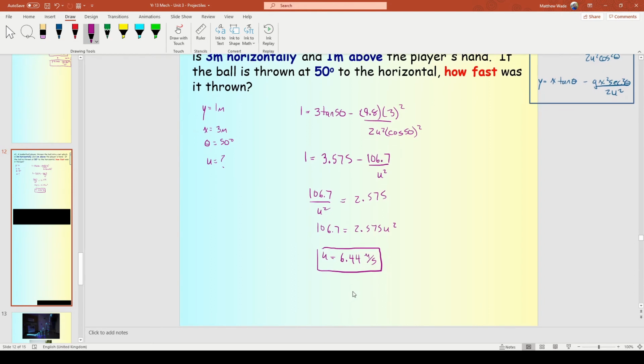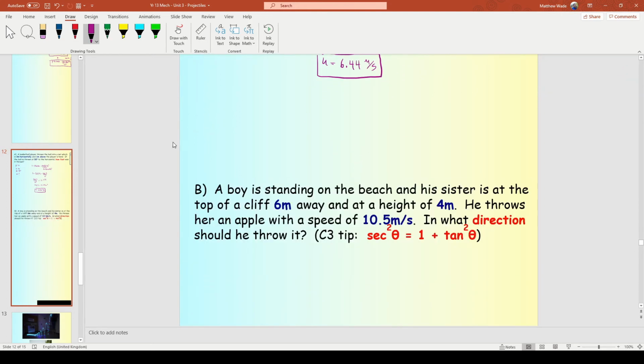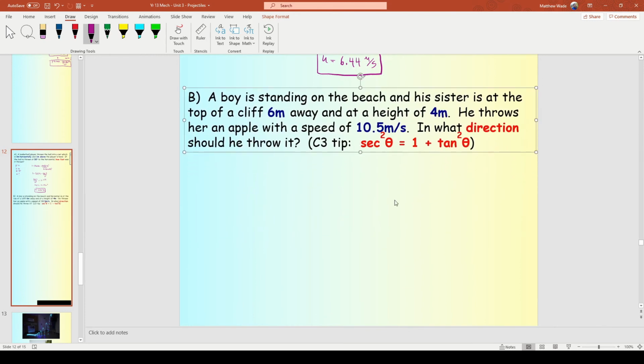Right, so let's do an awkward one, and then let's call it a day of equation of trajectory, and I'll give you a practice lesson next lesson where you can practice lots of stuff that isn't equation of trajectory, that is just regular stuff. Okie doke. So here we go.